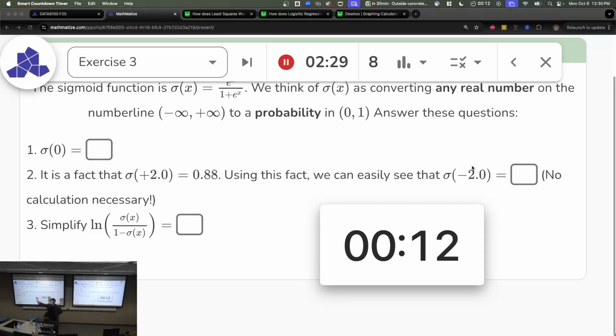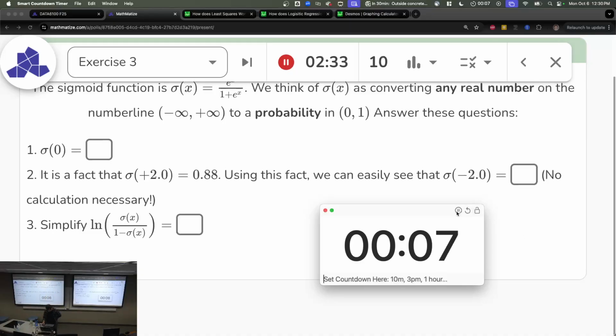Okay, who could use more time? Okay, let me add on a couple more minutes. I think it's worth it to get to know the sigmoid function.